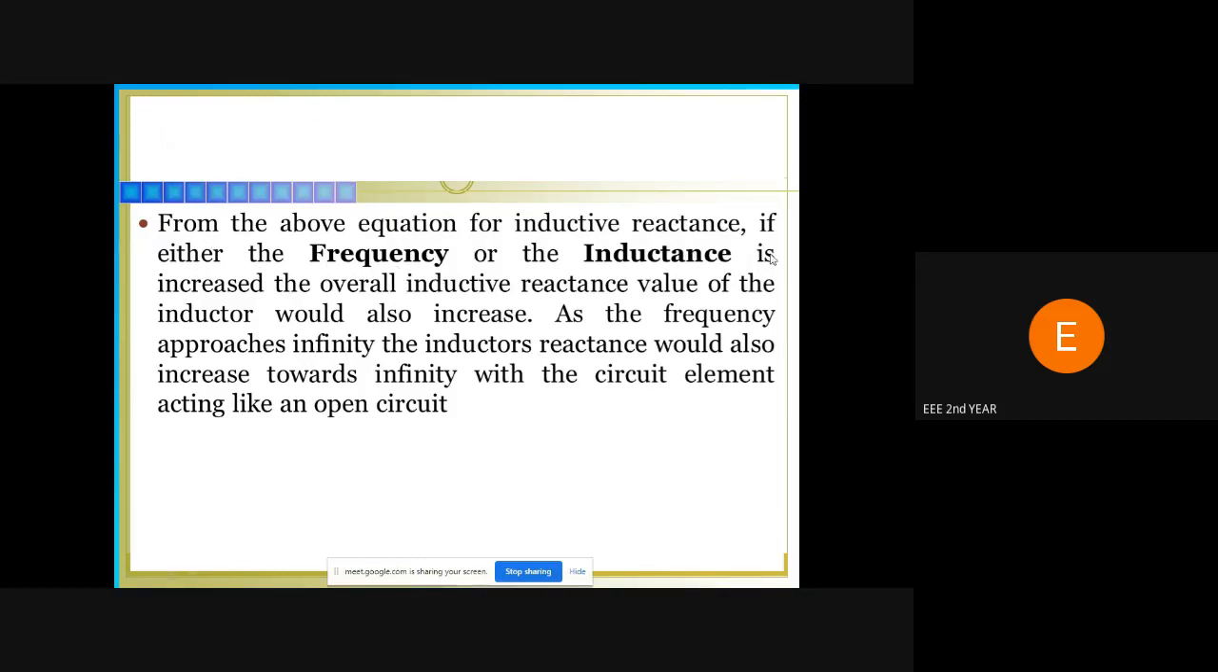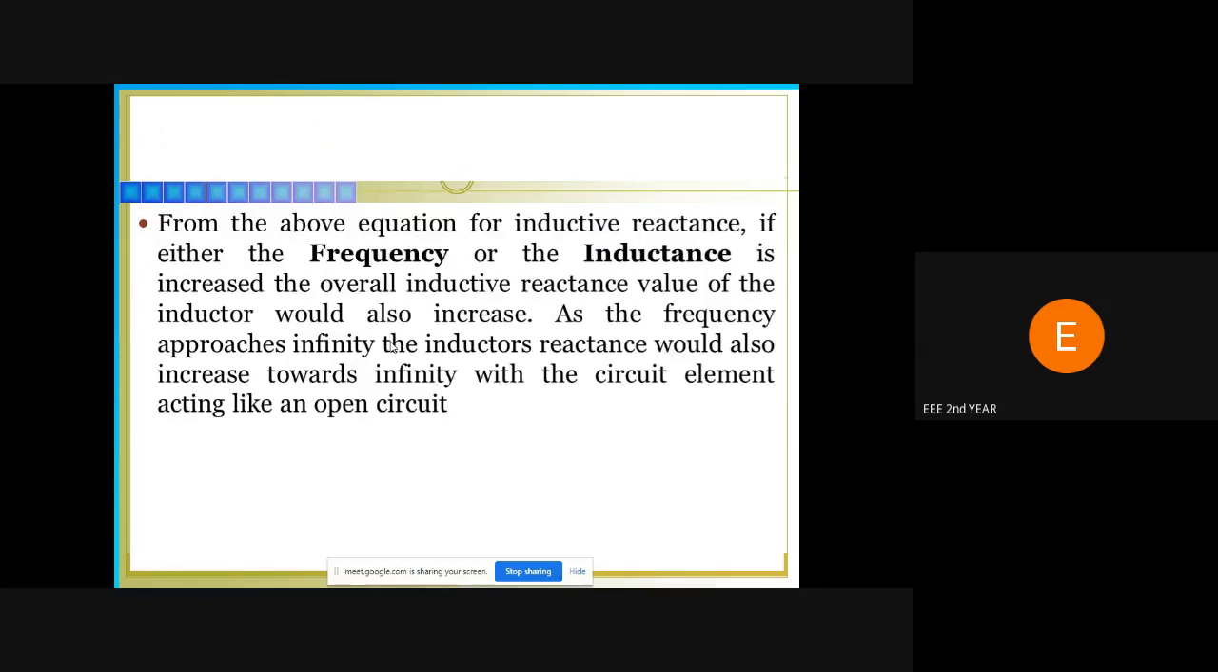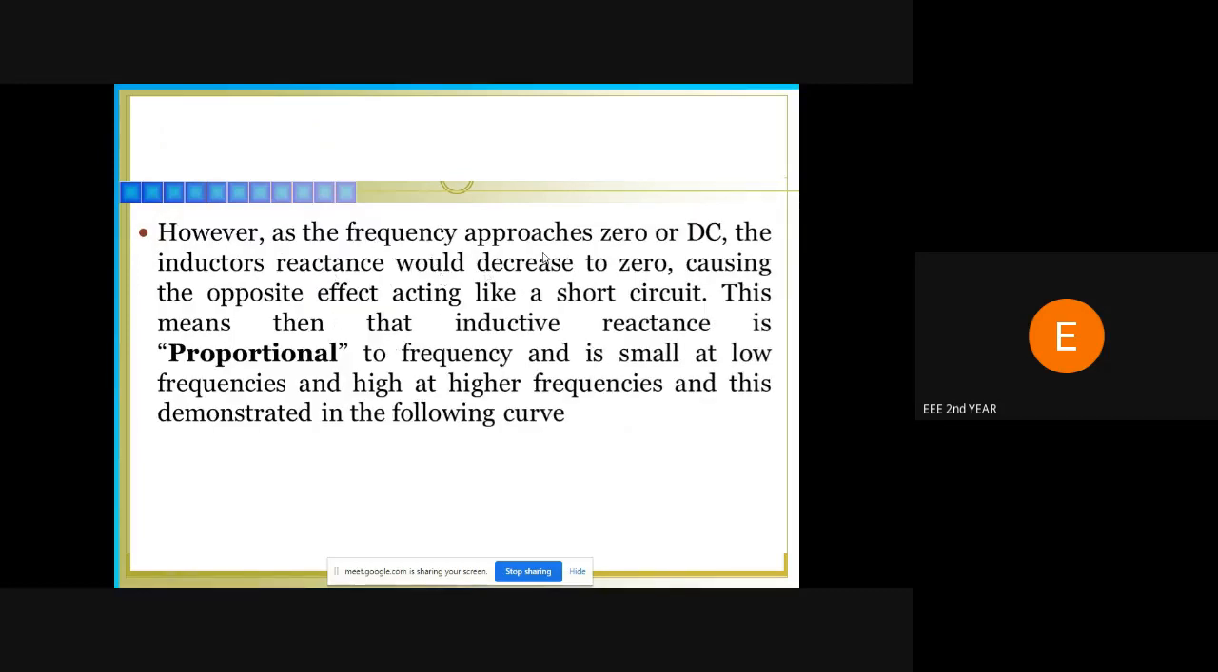If either the frequency or the inductance is increased, the overall inductive reactance value of the inductor would also increase. As the frequency approaches infinity, the inductive reactance would also increase towards infinity, and the circuit element acts like an open circuit. And if the frequency reaches zero, as in DC, the inductive reactance decreases to zero, causing the opposite effect, like a short circuit. Before, it acted as an open circuit; in this case, if your frequency reduces, then it will act as a short circuit.